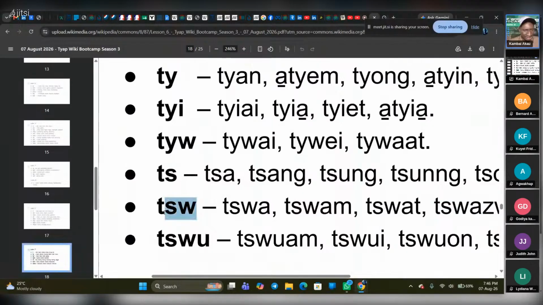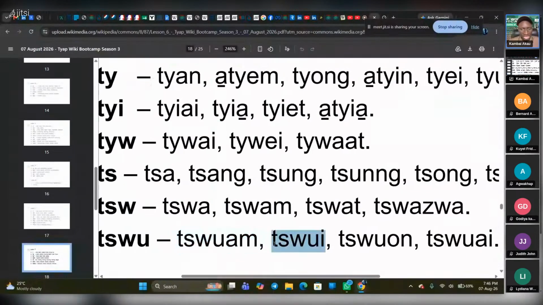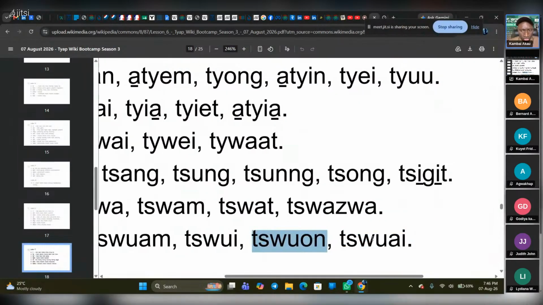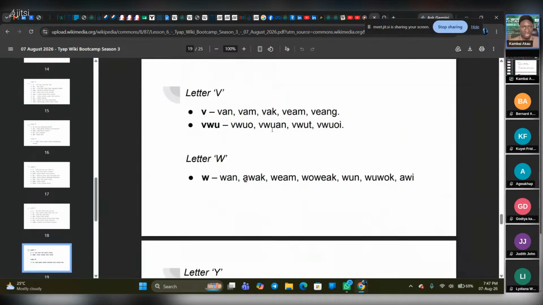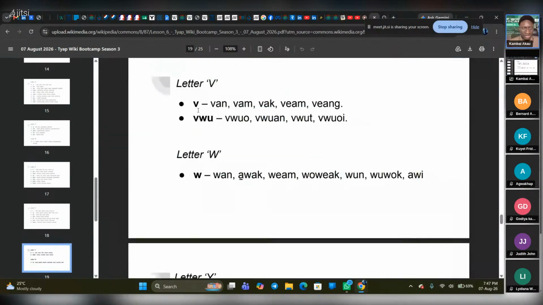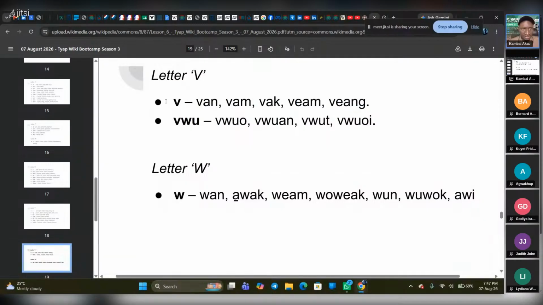It is written tswu. And examples, we have tram, and then we have tree, and then we have tran, and then we have try. So these are the variants under the third sound, and then we have the letter V, and we only have about 2 variants right here.